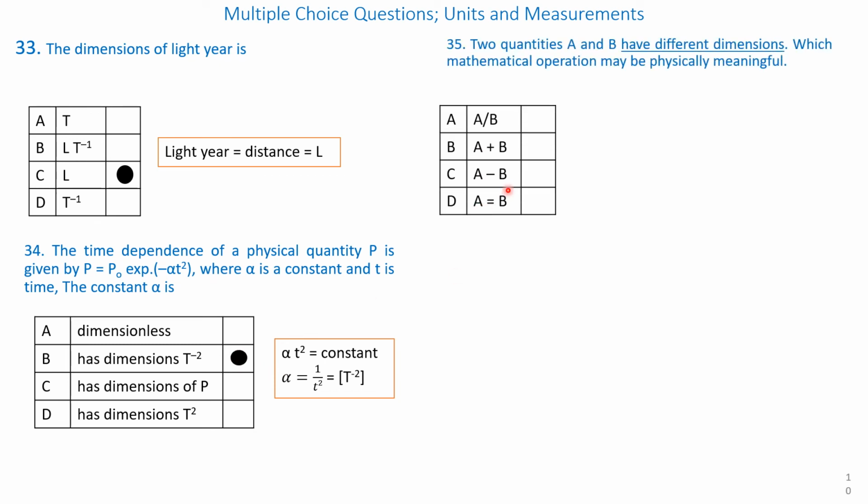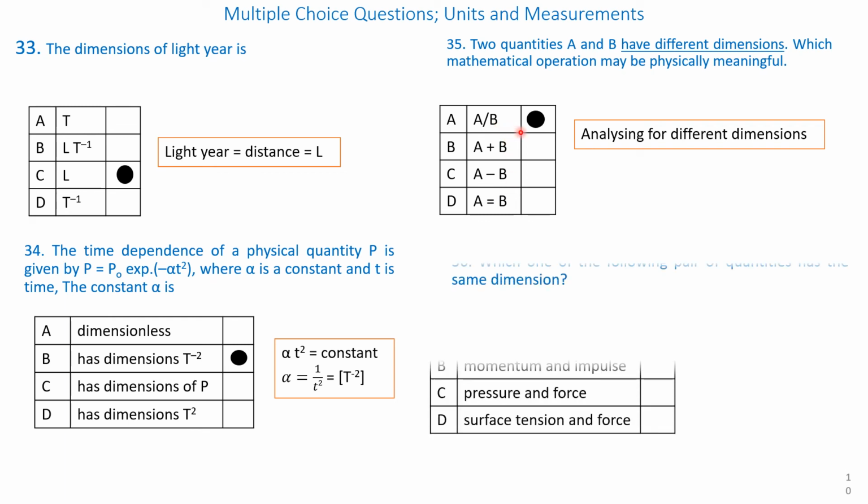Next question. Question number 35. Two quantities A and B have different dimensions. Which mathematical operation may be physically meaningful? Option A, A by B. Option B, A plus B. Option C, A minus B. Option D, A is equal to B. So option A by B is meaningful, because they are of different dimensions. Here addition, subtraction and equality cannot be applied. Only A by B will be meaningful.